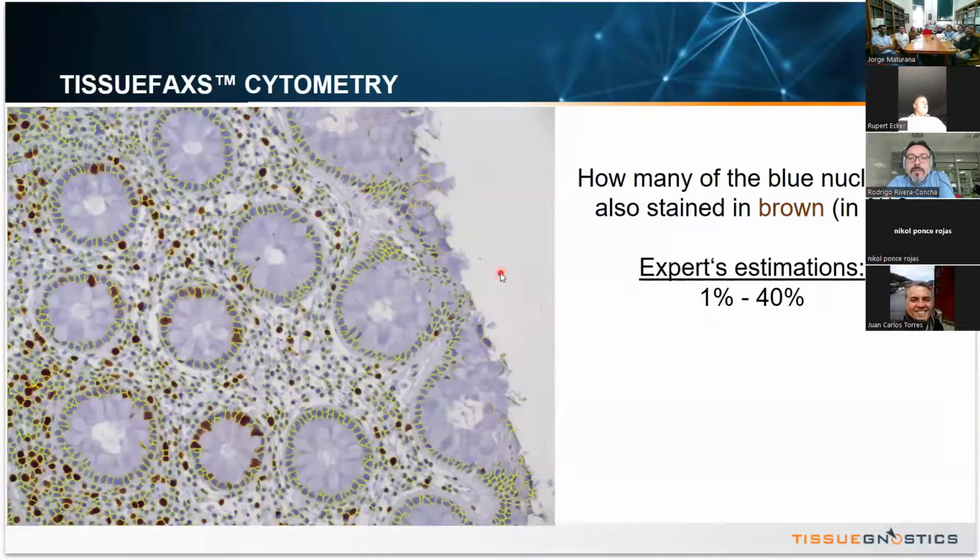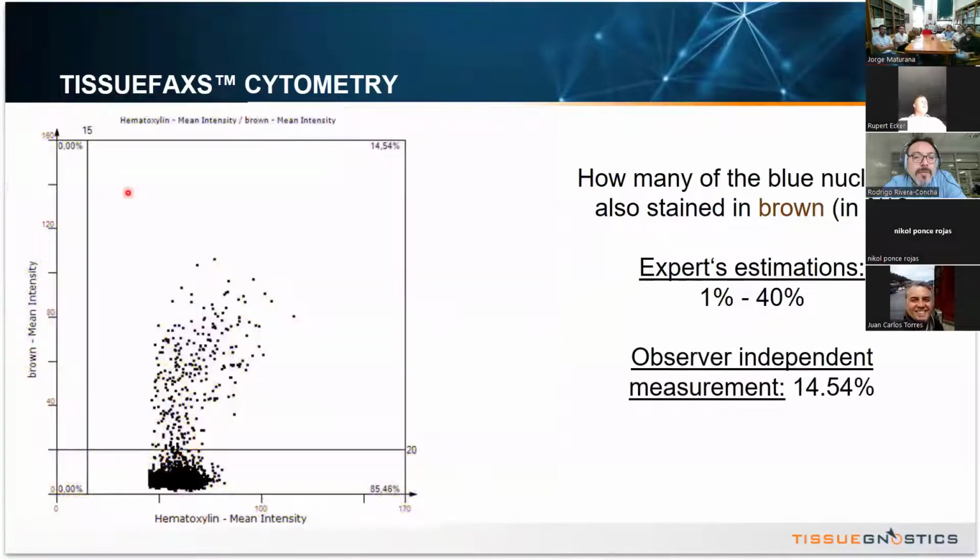Using our system, we use, as I said, the nucleus as a master channel, and the yellow contours here indicate what the software has identified as a single cell. And for each event, we measure how much blue and how much brown is there. And this is shown in such a scattergram, or people in flow cytometry call it a dot plot, where on the x-axis we see the hematoxylin mean intensity, and on the y-axis the Ki67 brown mean intensity. Each dot in here represents a single cell from the previous image in the tissue section.